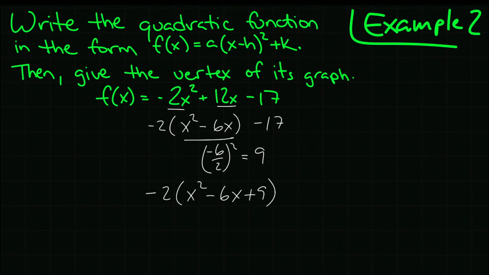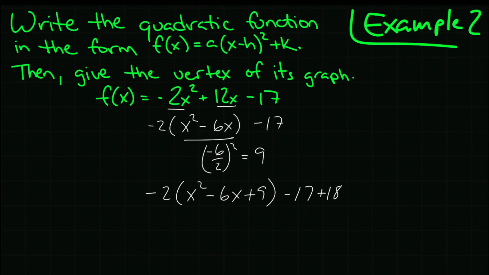Remember, we're going to be distributing that negative 2 to everything, so that's really a negative 18. So that means we need to add a positive 18 on the outside. Minus 17, and then we also have a plus 18, so that we keep the integrity of the equation.